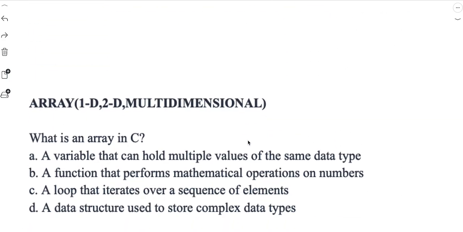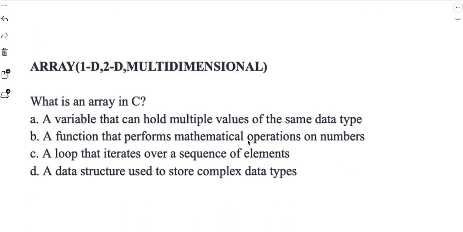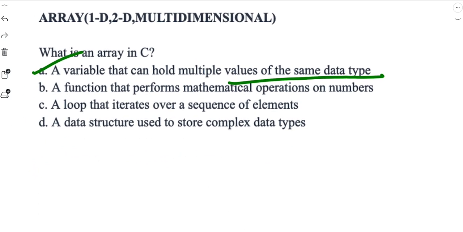Next question is, so next portion is array. So what is an array in C? So an array is a variable that can hold multiple values of the same data type. Okay, so A is the correct answer. Let's go to next question.